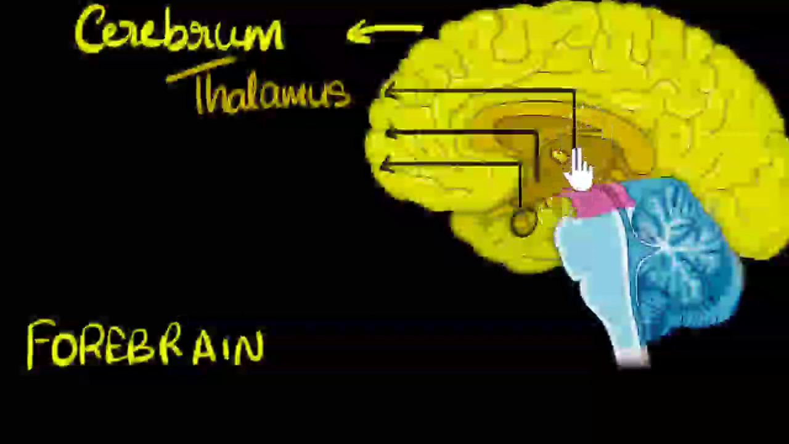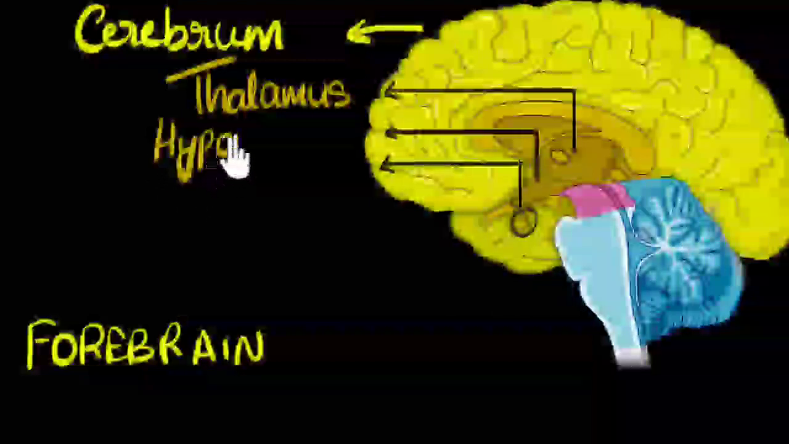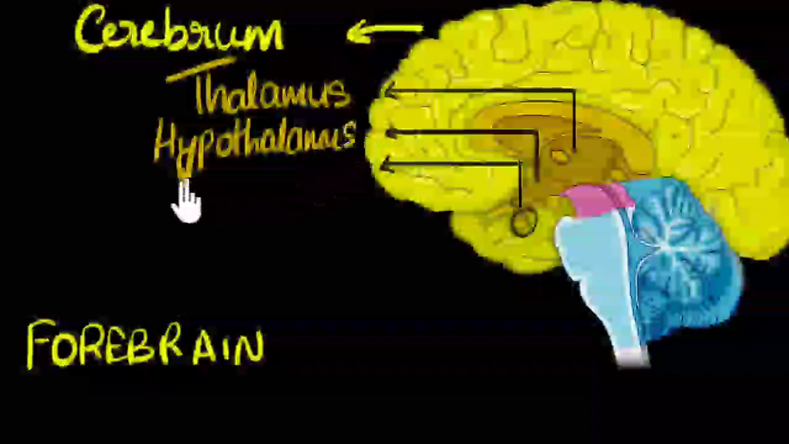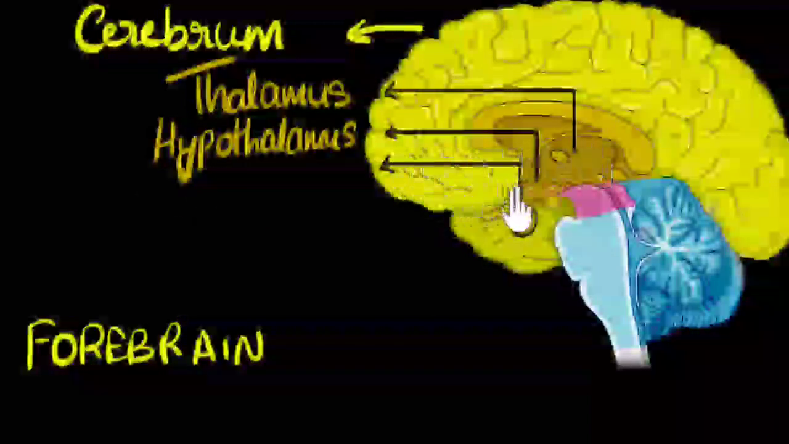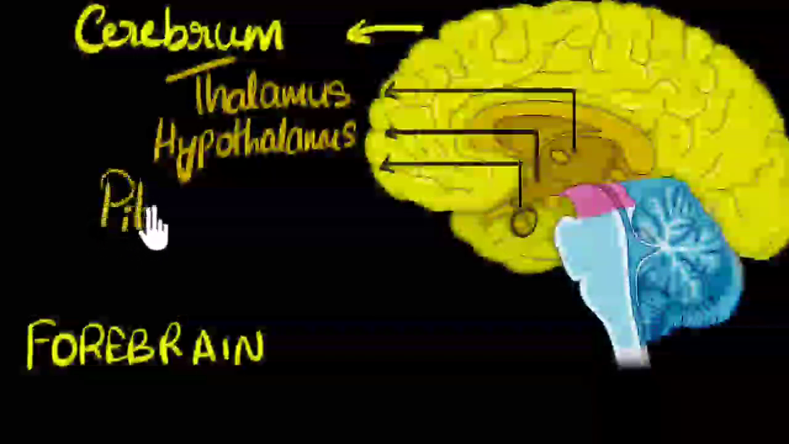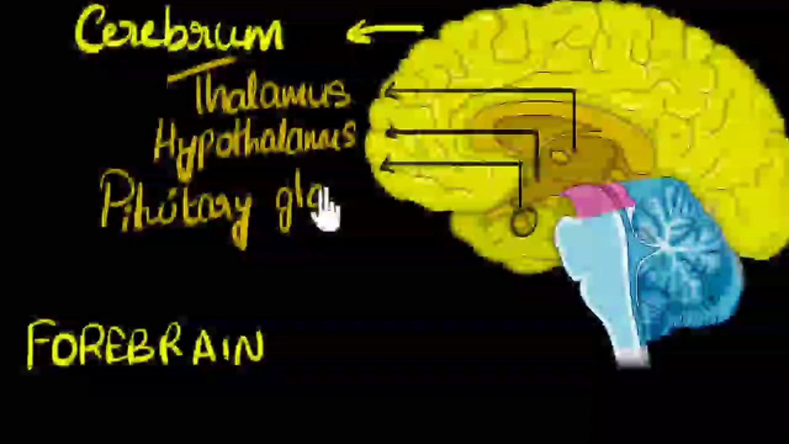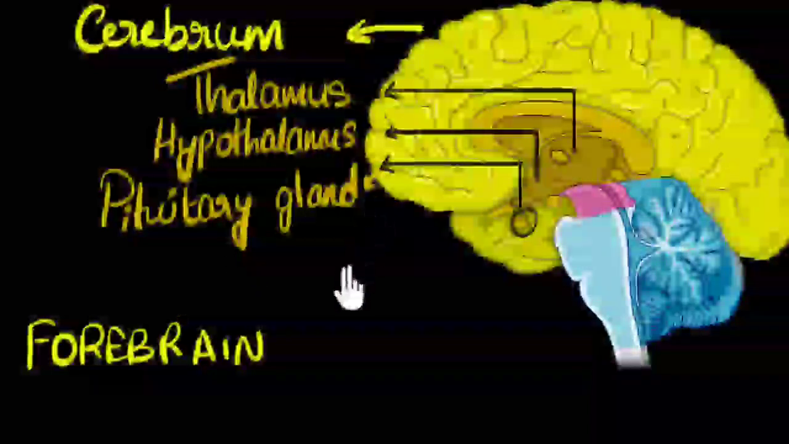So the part that comes below that is called hypothalamus. And hypo kind of means lower, so it's the lower part of the thalamus, hypothalamus. And this last part, which we'll be interested in, this small thing that you can see over here, that is called the pituitary gland. Right, this part over here, okay?